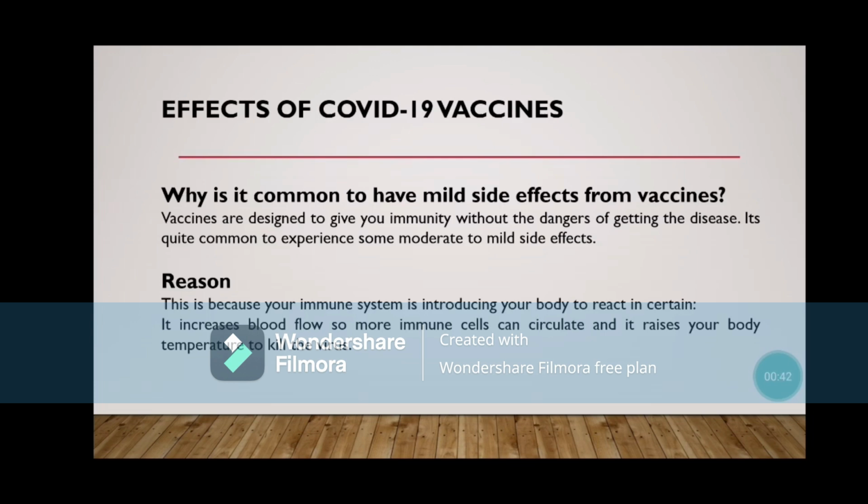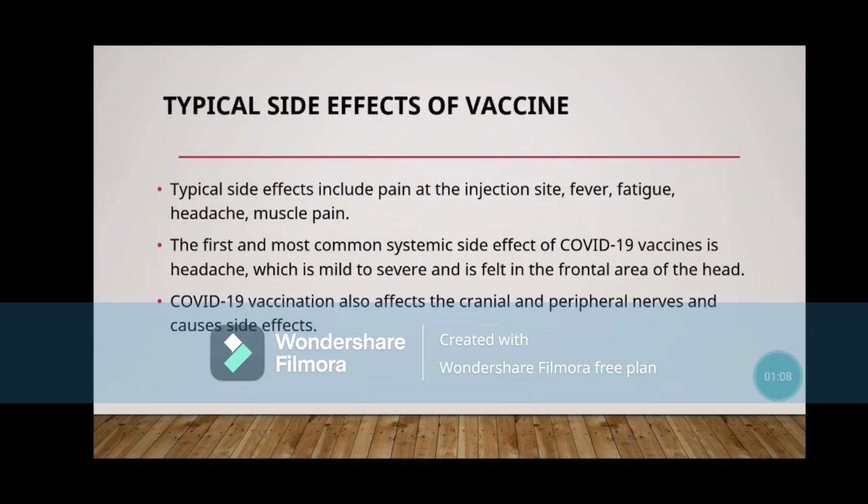It increases blood flow so more immune cells can circulate, and it raises your body temperature to kill the virus. So mostly people after getting vaccinated get fever because our body is getting prepared to kill those foreign agents which are causing disease by raising the temperature of the body, so that those viruses, those germs get killed. Typical side effects of vaccine. The typical side effects of vaccine include pain at the injection site, fever, fatigue, headache, muscle pain.